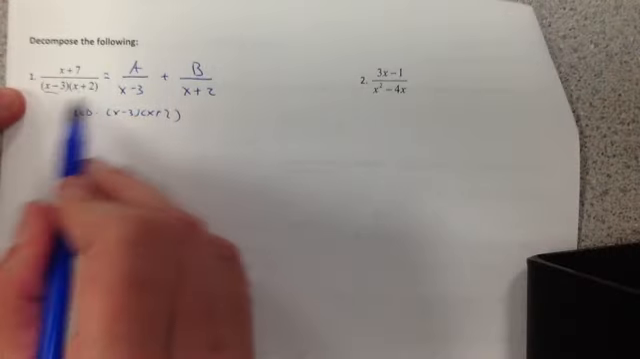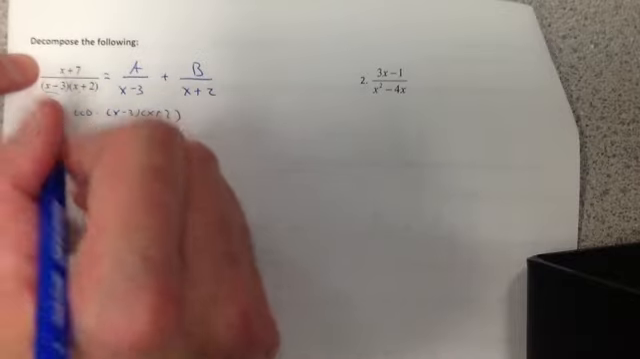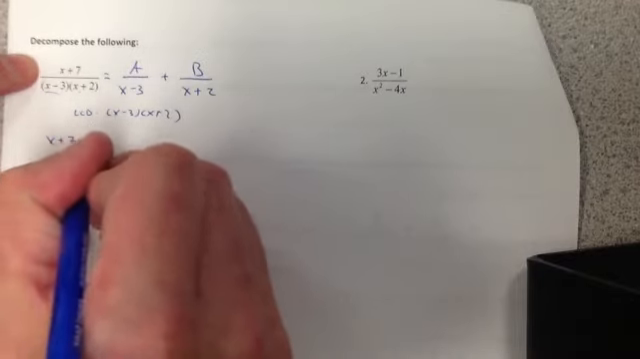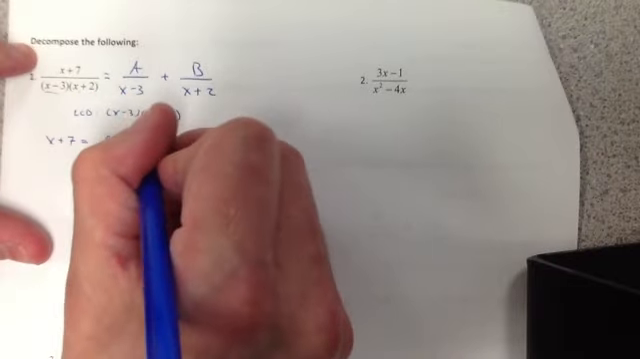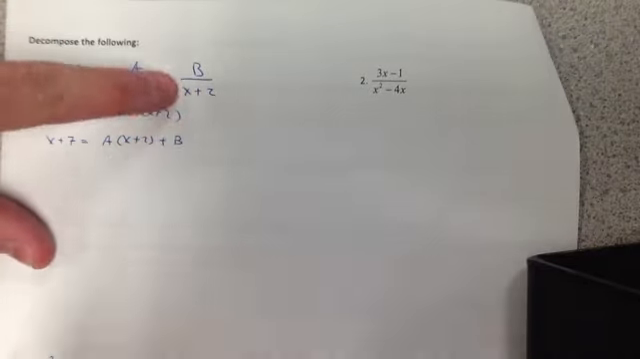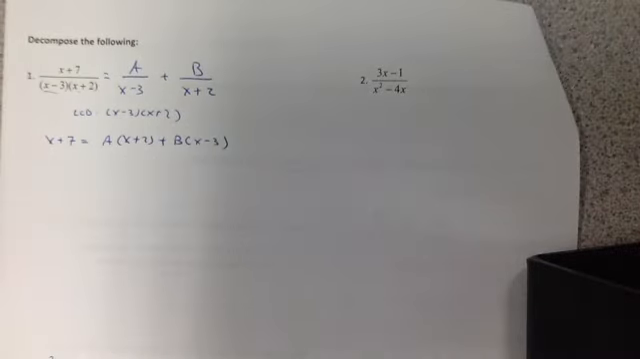Basically, your LCD is this one right here. So if I multiply across, this just becomes x plus 7 equals a. The x minus 3 goes away, but I'm left with x plus 2. The b, it has the x plus 2, so it just needs the x minus 3, like so.